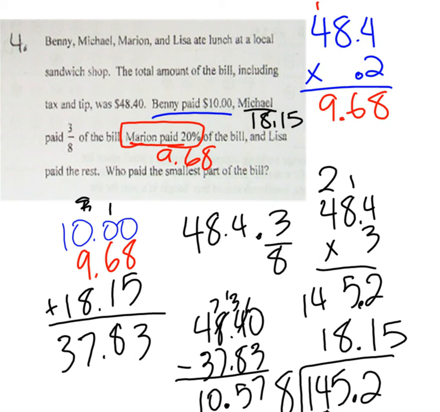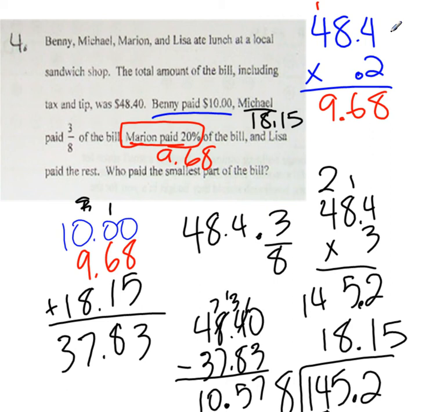Marion paid 20%. So to find 20% of the bill, you take the total, which is 48.4, times 20% as a decimal, which is 0.2. And that gives us $9.68. We're getting there.